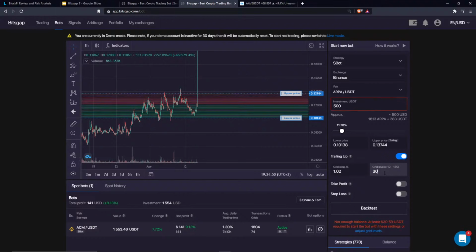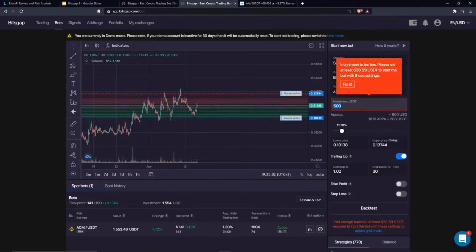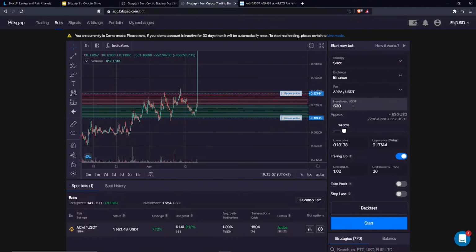So if I say plot 30, then it's going to be 1.02%, which is also pretty fine, but since I increased the amount of grid levels, I now have to increase the amount of investment. So that's something for you to remember. It's always about playing with the investment allocation and grid levels to adjust your grid spacing, to maintain your target range.